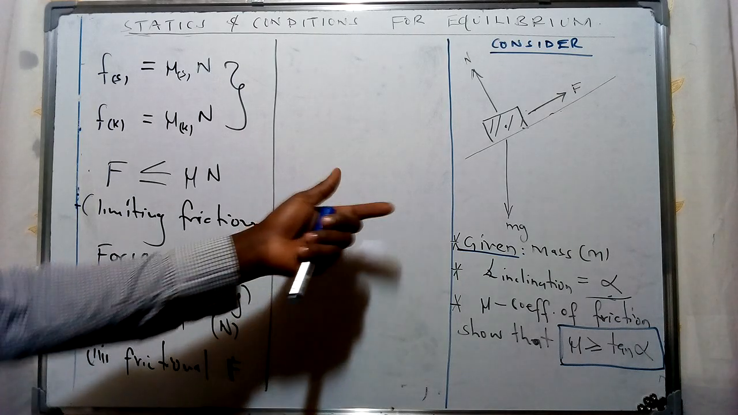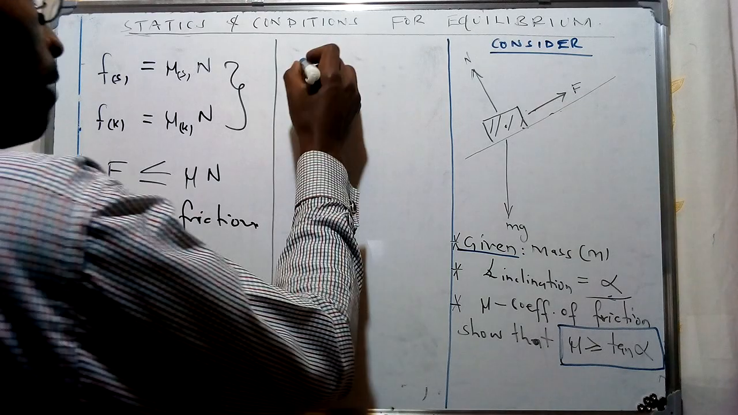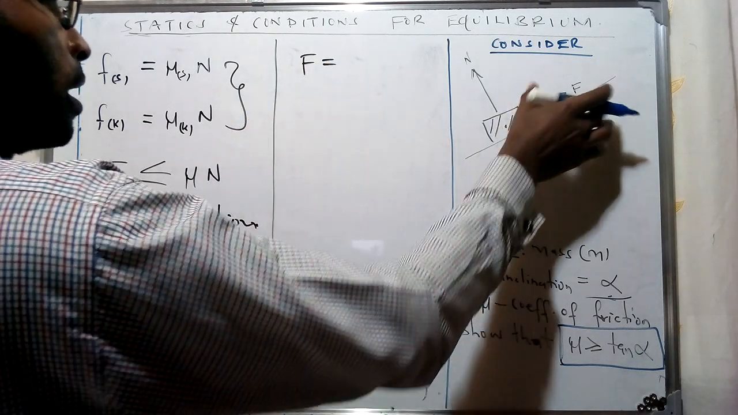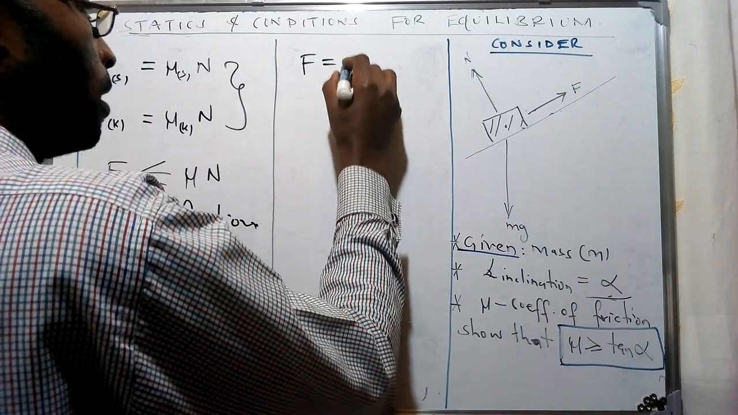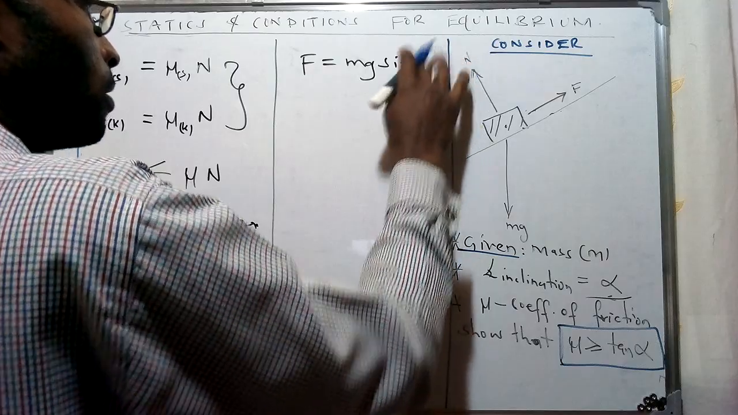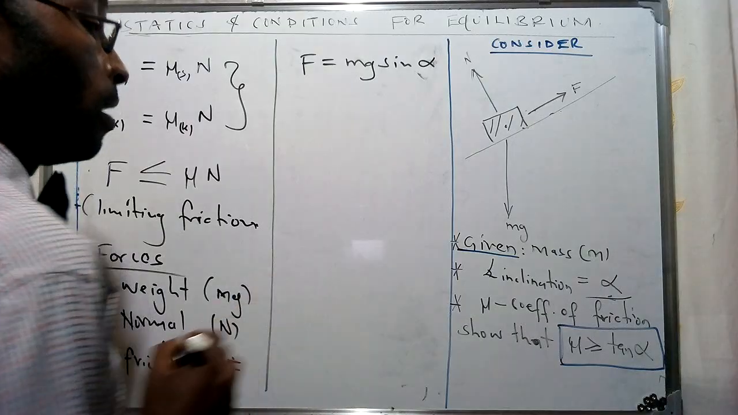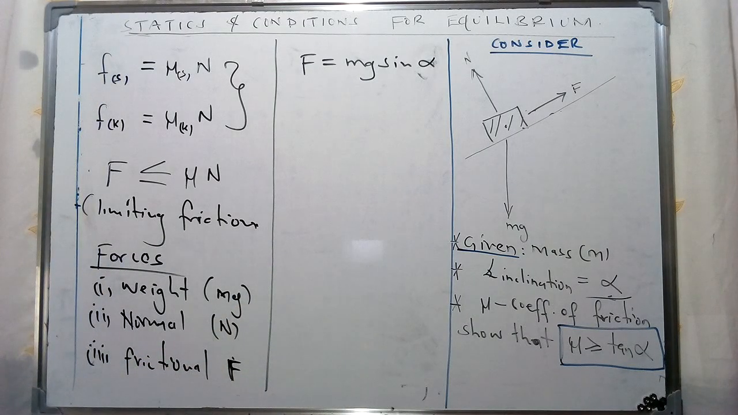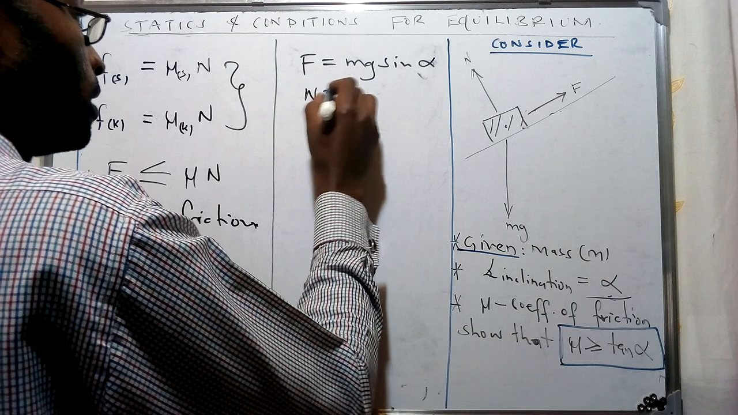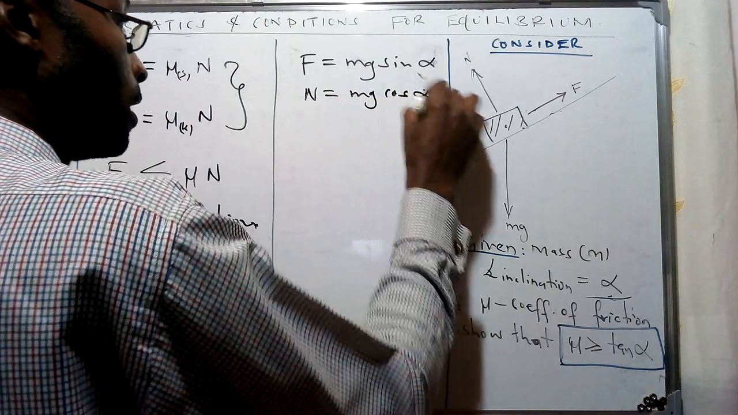So since the body is in equilibrium, we're going to do a resolution about this specific plane, whereby we're going to have this represented in terms of various trigonometric functions. So we can have the force represented in terms of mg sine of this particular angle alpha. And we can have this specific normal represented in terms of mg cosine alpha, given as that one.